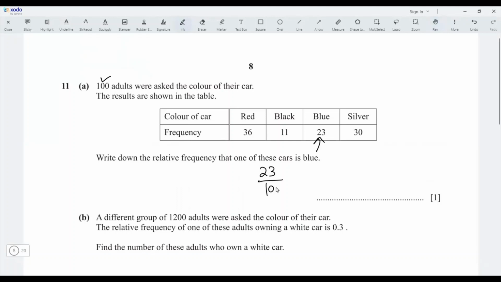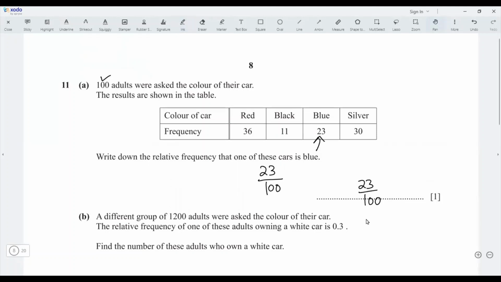So 23 over 100, or 0.23, both are fine. If you write that in decimal form, it's fine as well. And if we write it in fraction form, it's also fine.